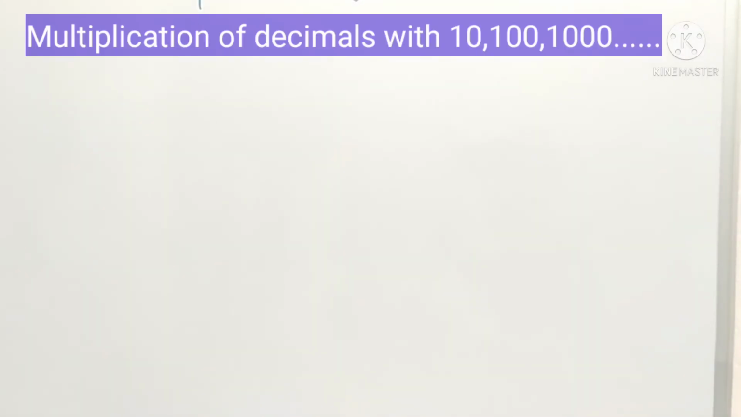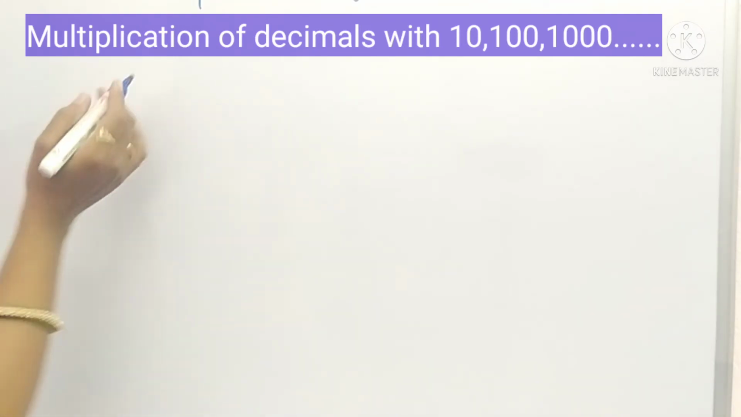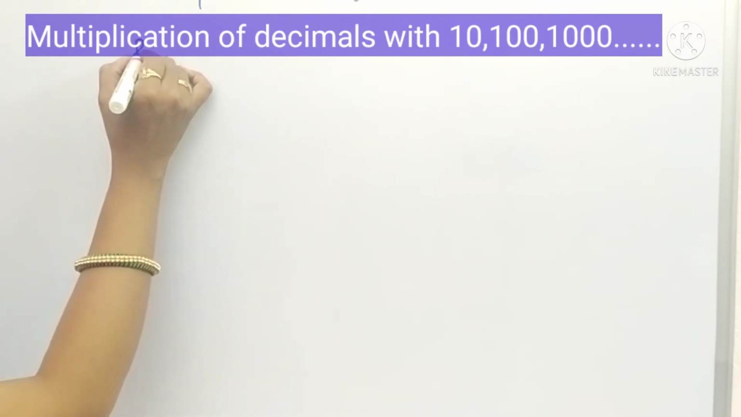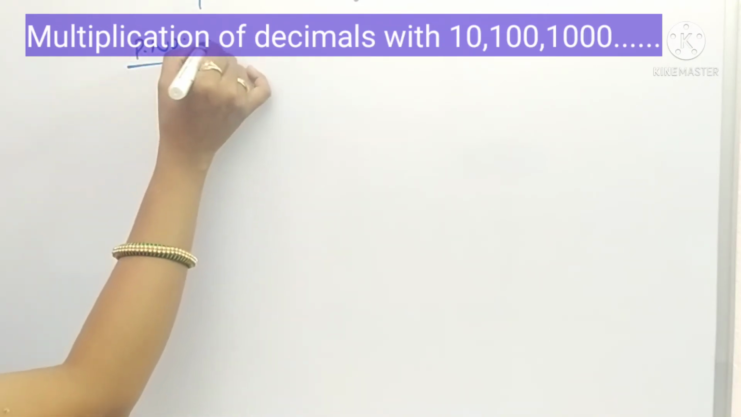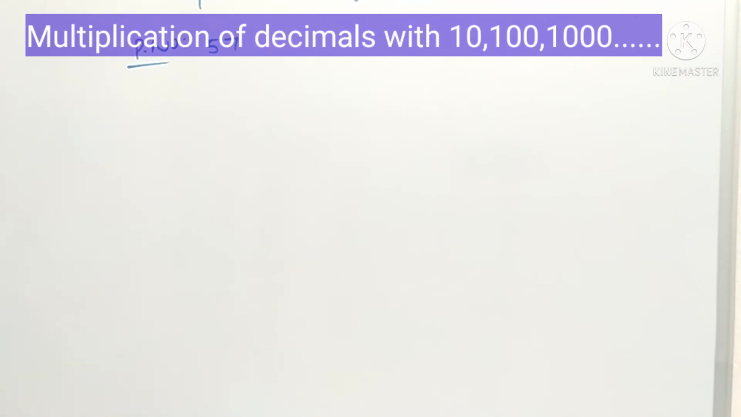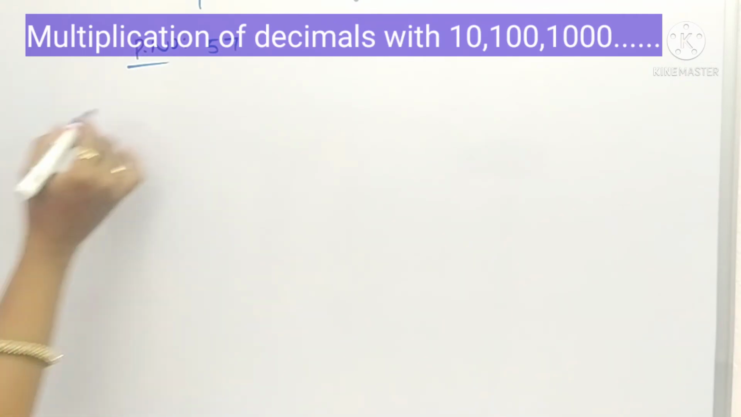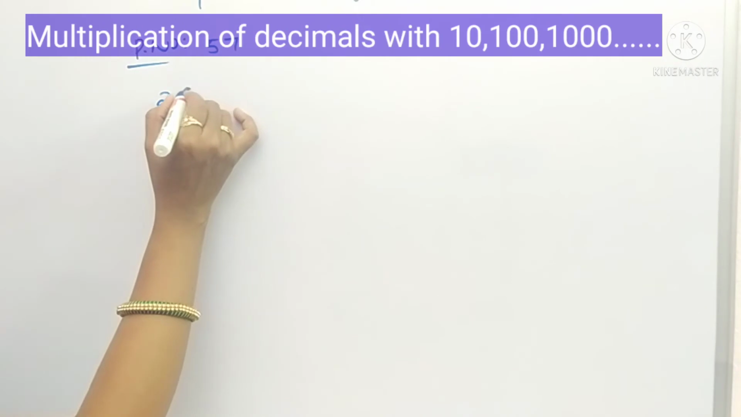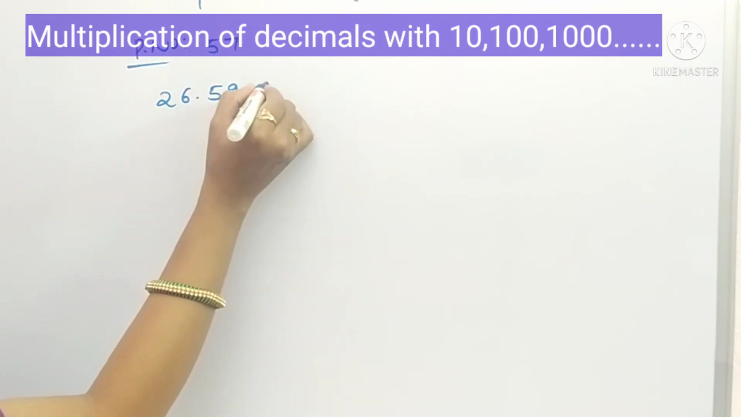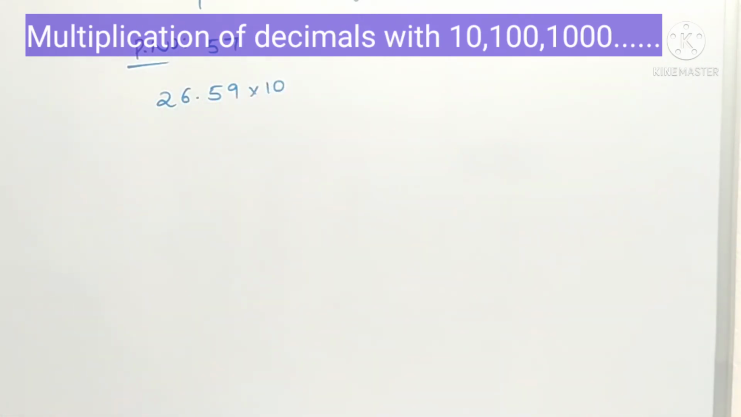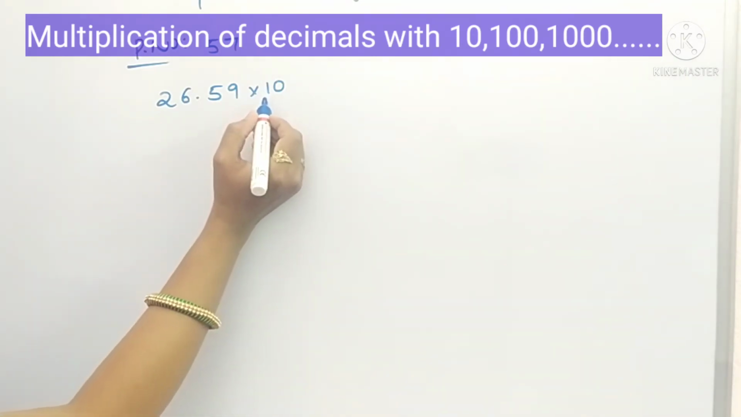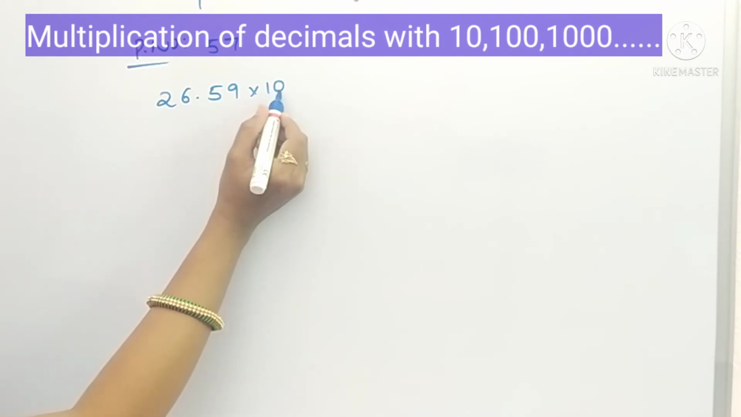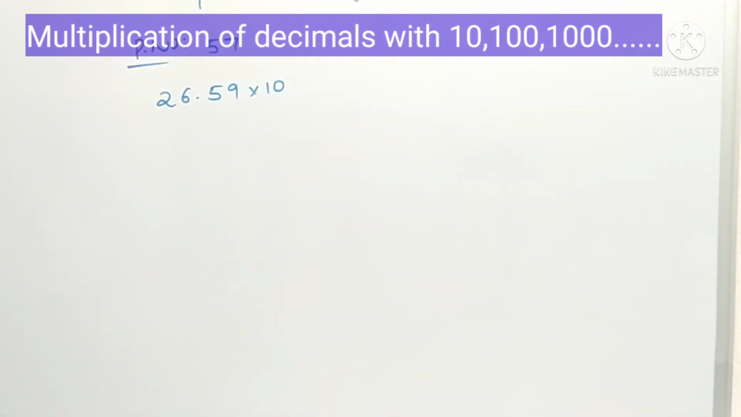So now we will see multiplication of decimal with 10, 100, thousands. Okay. So to explain this concept, I am taking the problems in page number 57. Check your progress. Okay. How we will multiply. So here 26.59 into 10. 26.59 into 10. So see here how many zeros are there after 1? 1 zero. So just listen carefully.